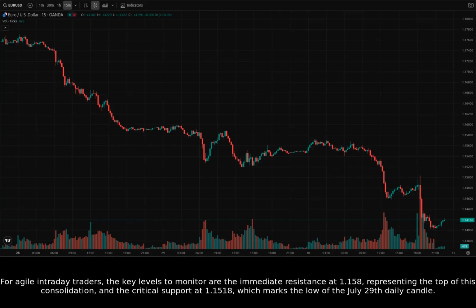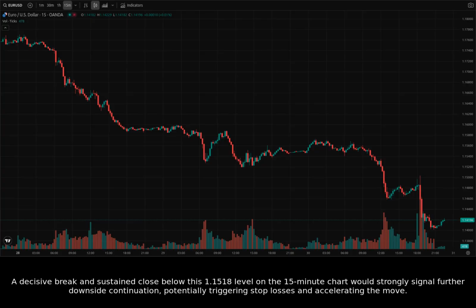For agile intraday traders, the key levels to monitor are the immediate resistance at 1.158, representing the top of this consolidation, and the critical support at 1.1518, which marks the low of the July 29th daily candle. A decisive break and sustained close below this 1.1518 level on the 15-minute chart would strongly signal further downside continuation, potentially triggering stop losses and accelerating the move.